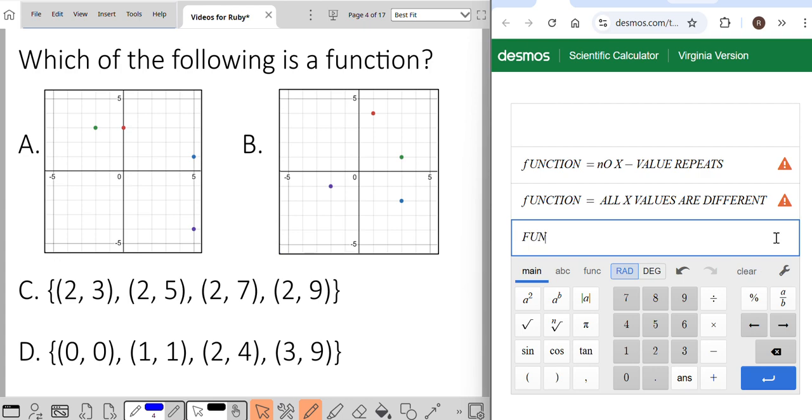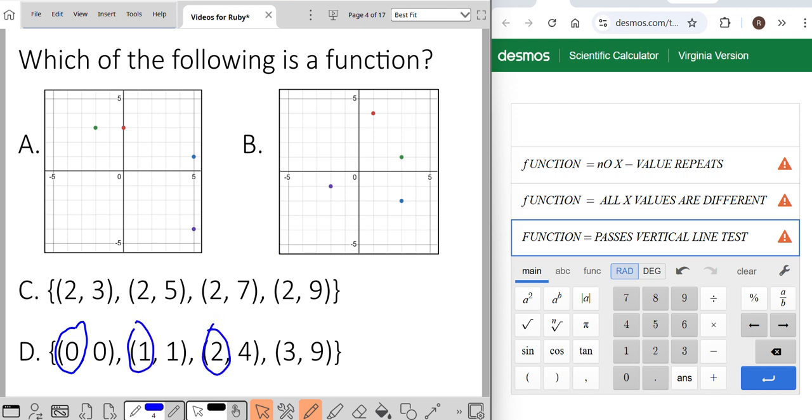And also to be a function, it passes the vertical line test. And I'll show you what that looks like. All right. So let's start here with the list of points. Those are easiest. So I'm going to look at all of my x values.